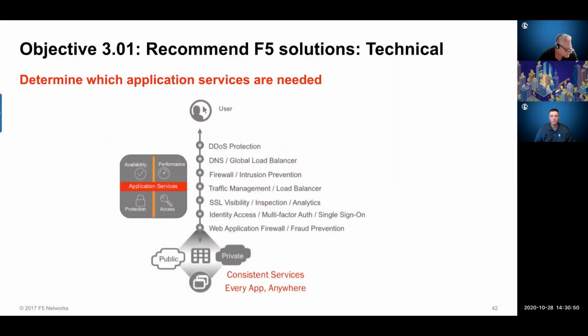Here are some of the things you're going to hear, kind of like the products we talked about. In section 3.1, we're going to focus more on determining which application services are needed, right? Which of our products are needed to meet that customer's requirements.